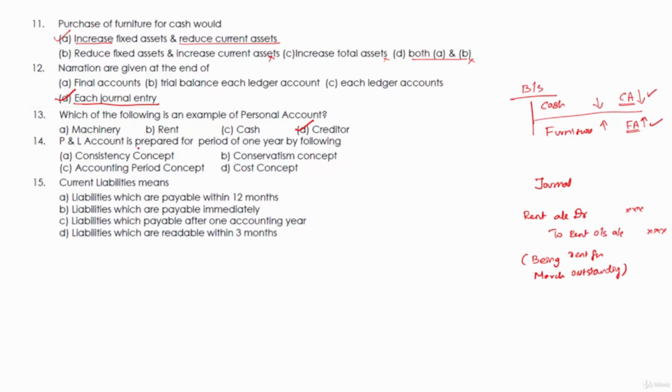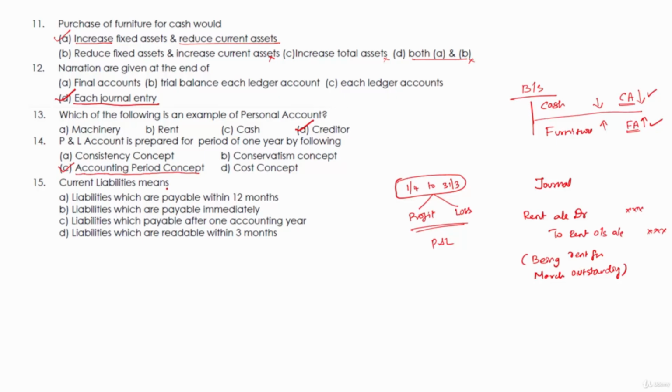Next, P&L account is prepared for a period of 1 year by following which concept? Consistency concept, conservatism concept, accounting period concept, cost concept. It is basically accounting period concept because for every accounting period, that is starting from 1st April ending with 31st March, we are interested in knowing whether the business is making profit or it is suffering loss. So for that only this P&L account is prepared, and it is prepared following accounting period concept.